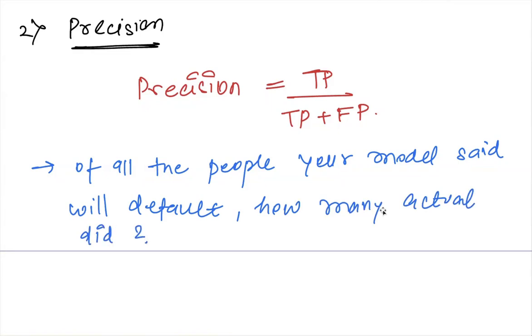If you see true positive plus false positive, in the numerator we have true positive. True positive means that the model predicted as positive, and in actual also it is positive, and positive means default.